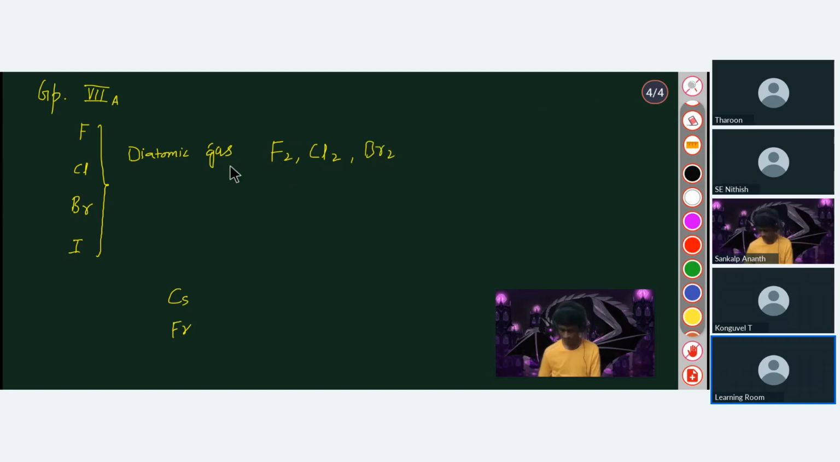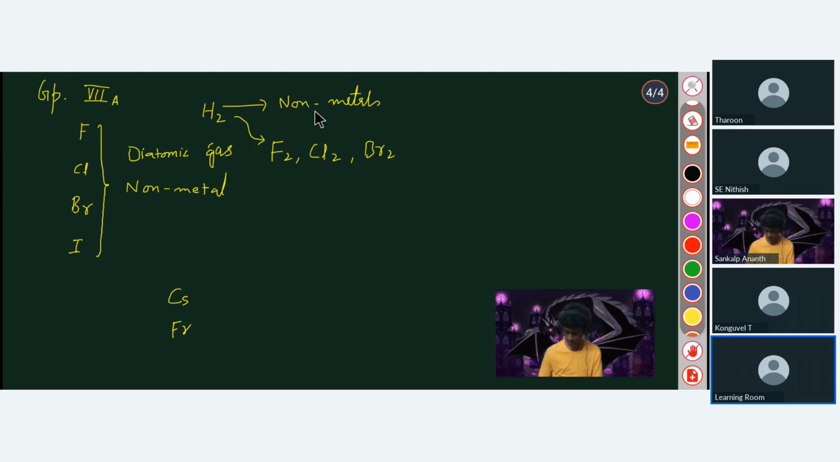Now if we compare, hydrogen also exists as diatomic, that is H2. Halogens are all non-metals, and hydrogen is also a non-metal. So that means hydrogen resembles group 7A. So Mendeleev could also have placed hydrogen along with group 7A, but he didn't. That is the first limitation of Mendeleev's periodic table, the position of hydrogen.